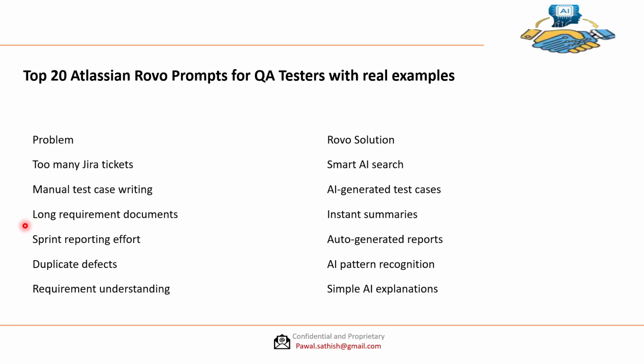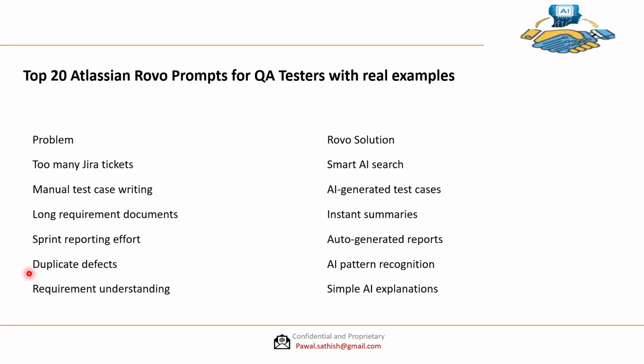Then there may be chances that some requirements are not understandable, or are complicated, or are long requirement documents. In that case, we'll ask Rovo for a summary, and it will give the summary. Also, if we need to handle sprint reporting efforts, we'll take Rovo's help with auto-generated reports, and we'll see all the sprint reports.